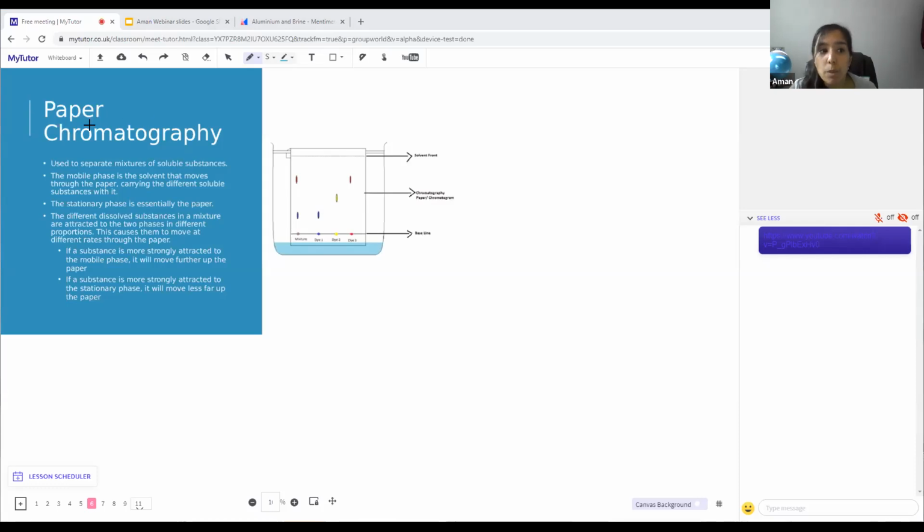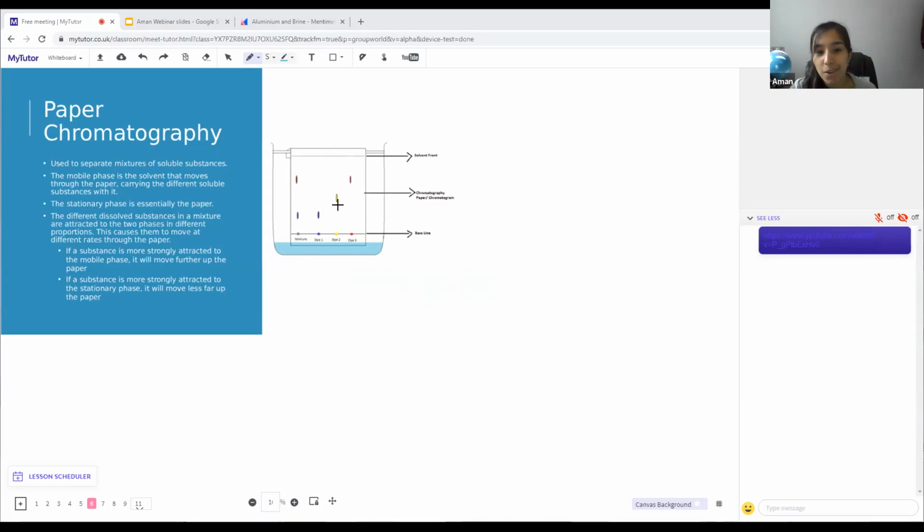So why do we do paper chromatography? You may remember from when we looked at it last time that it's used to separate mixtures of soluble substances. So if we think about something like a paint, usually that's made of different soluble chemicals, and we would do paper chromatography to separate out all those different colours or all those different chemicals.